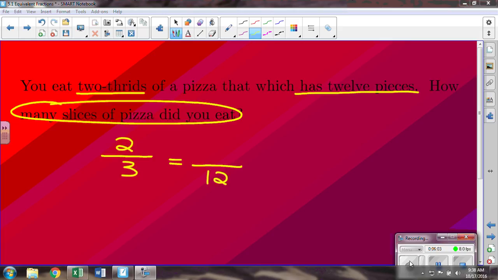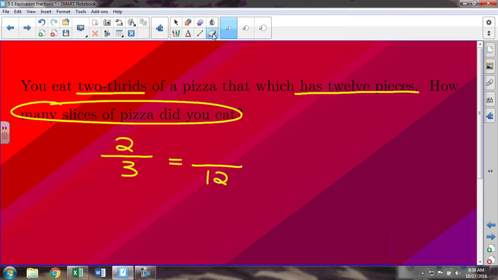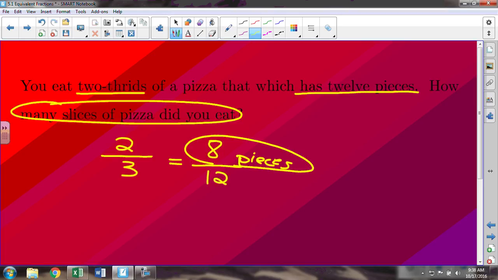That's nothing more than finding the missing chunk in our equivalent fraction. So, what is that missing chunk? Mentally, we can look at it and see that to turn 3 into 12, we'll have to multiply by 4. So 2 times 4, that gives us 8. And we have our answer then. You ate 8 pieces, or 8 slices of pizza.